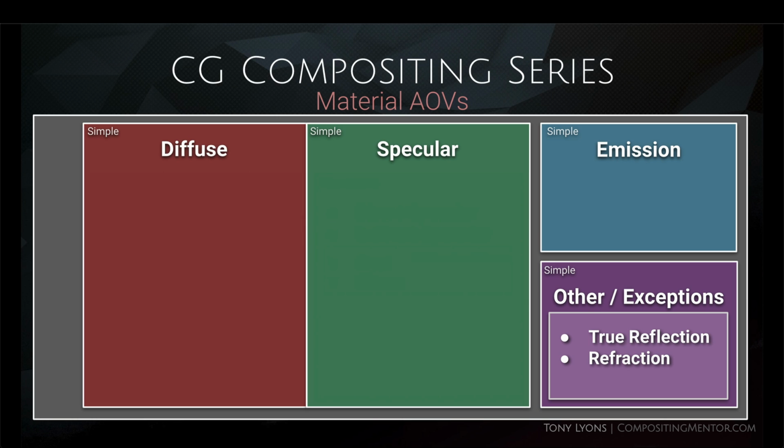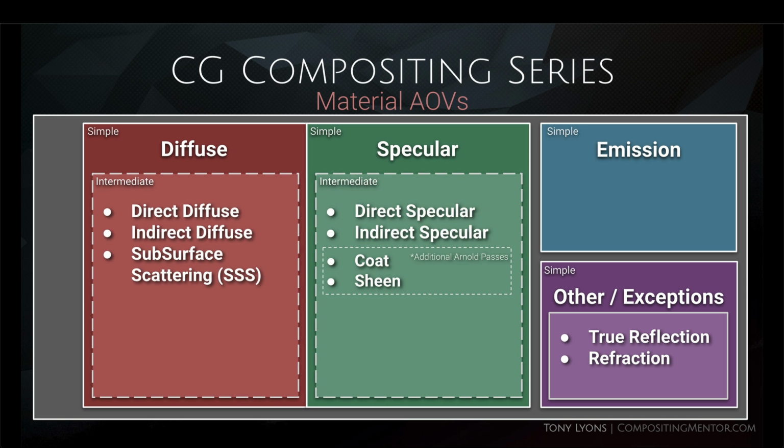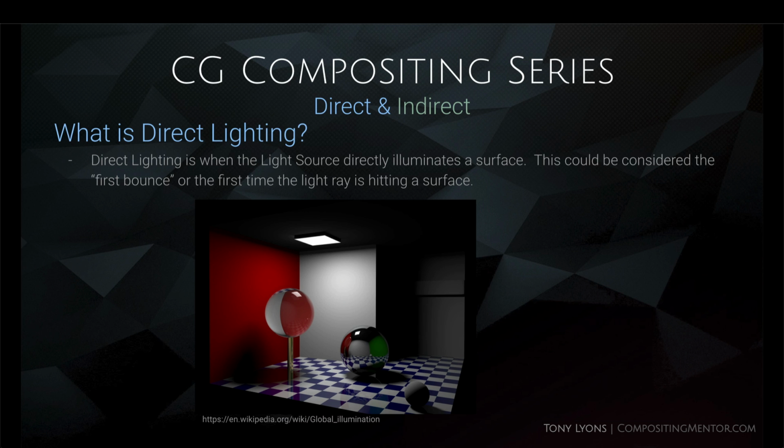If we look at this visualization again of the buckets of diffuse and specular, before we covered a simple view of it, which was just diffuse, spec and emission, and we're going now to an intermediate view, one level deeper, describing some of the components that make up diffuse and specular. These include direct and indirect passes, along with a few other components that you might find along the way that go into these diffuse and specular buckets. So let's talk specifically about direct and indirect lighting passes.